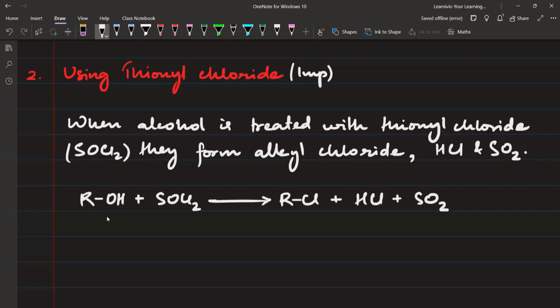That means, for example, if you have something like this, OH, and you react this with SOCl2, then you will get something like this plus HCl. Everything as it is, 3 carbon atoms and then instead of OH you will write Cl, plus HCl plus SO2.